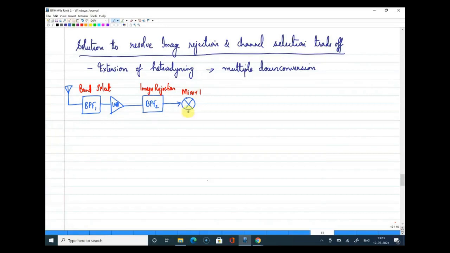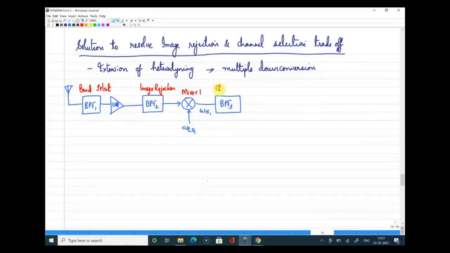Now one input to this mixer is LO frequency. Since I have multiple mixers, I call this omega LO1. Now at the output of this mixer, what I'm expecting is omega IF. I am just putting this number 1 because this is the output of mixer 1. Now after this mixer, what we have to keep is a channel select filter. So I'll use one more band pass filter there as channel select.